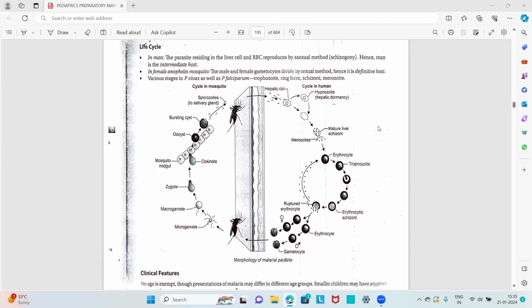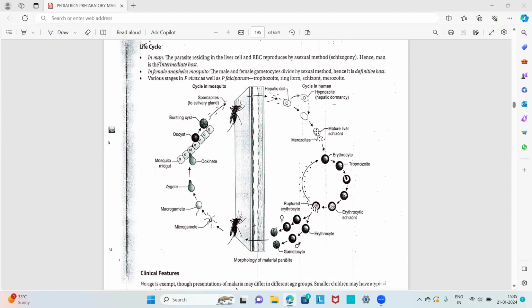About the life cycle in man, the parasite resides in the liver cell and RBC, which reproduces by the asexual method, schizogony, and man is the intermediate host of malaria. Then, in the female Anopheles mosquito, the male and female gametocytes divide by the sexual method. Hence, it is the definitive host. So the definitive host for malaria is the female Anopheles mosquito, and the intermediate host is man. That is always asked as a one mark question.